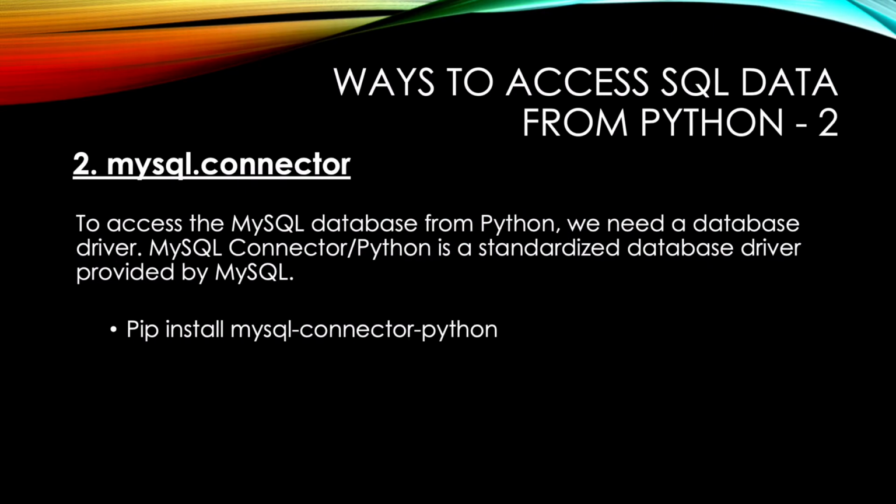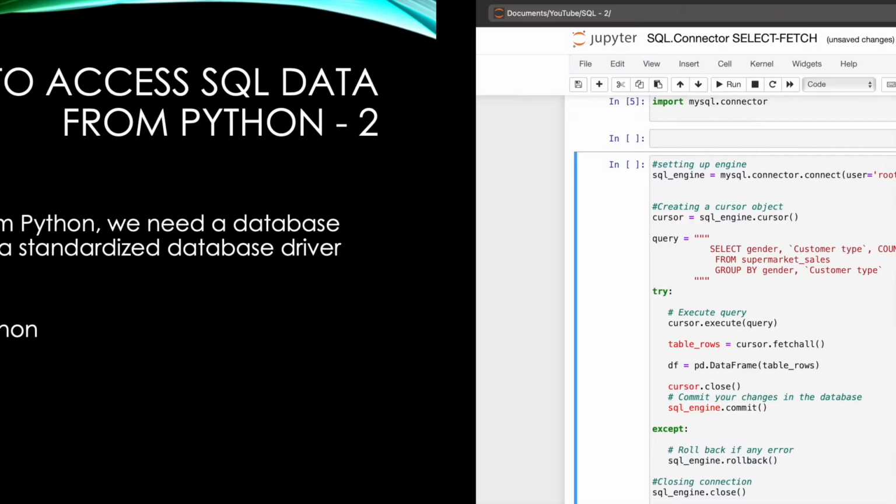The second way you can access SQL data from Python is by using mysql.connector. To access the MySQL database from Python, we need a database driver. MySQL Connector Python is a standardized database driver provided by MySQL. So first, you're going to pip install mysql-connector-python, and I'm going to show you how it's done.